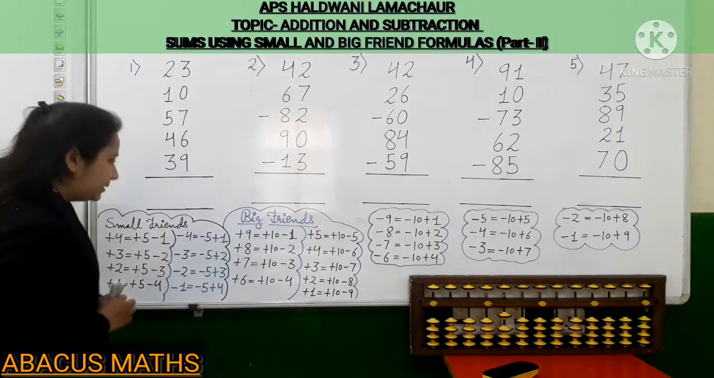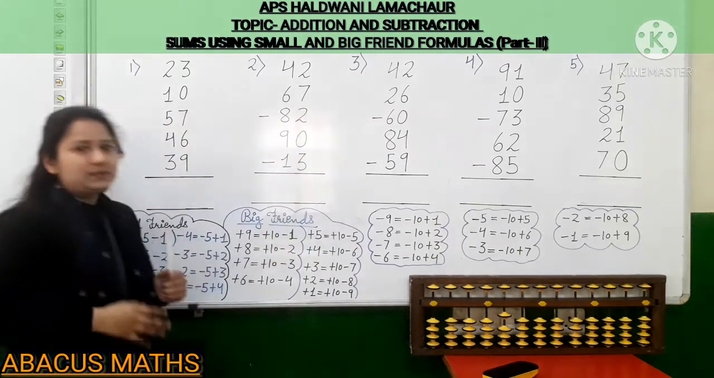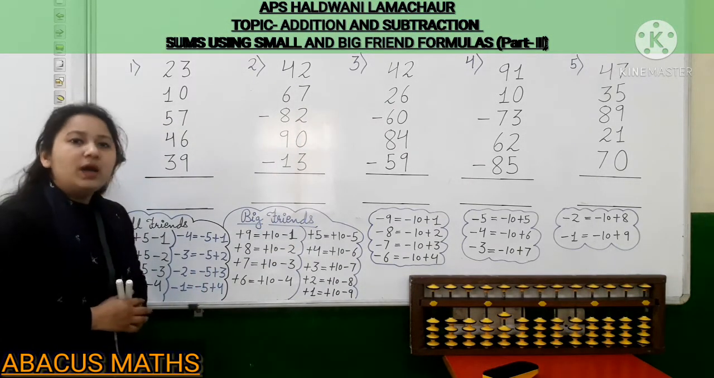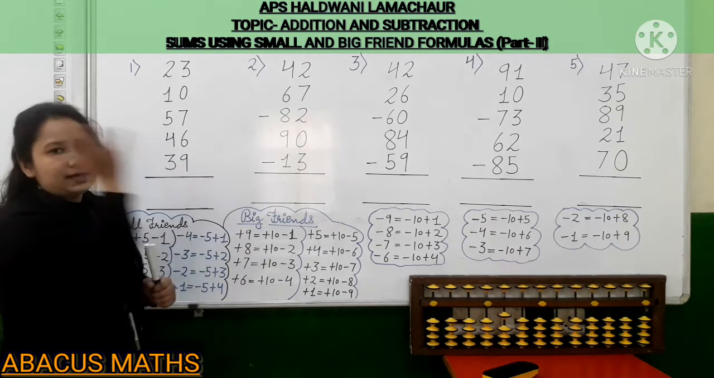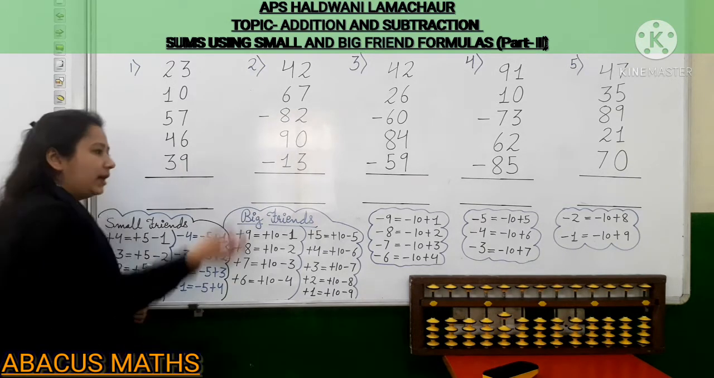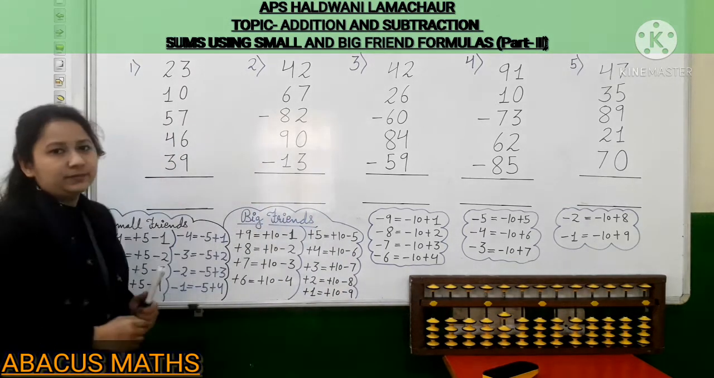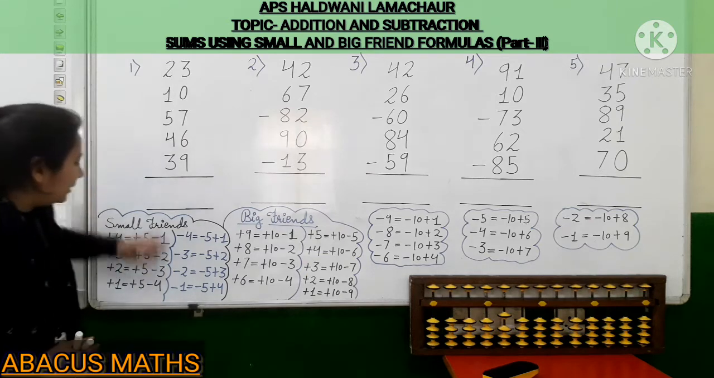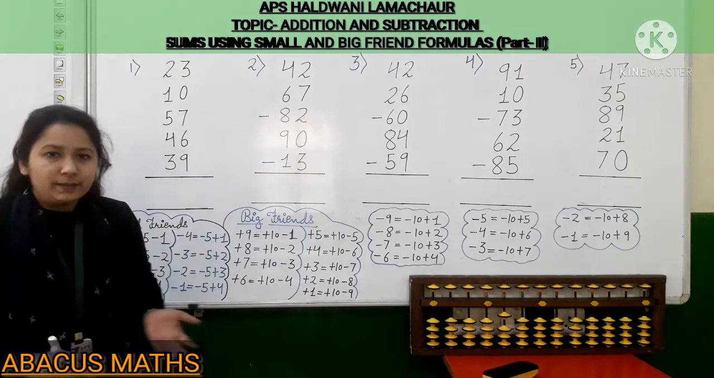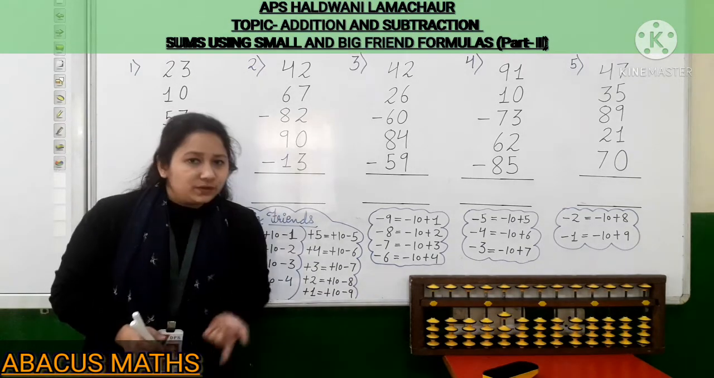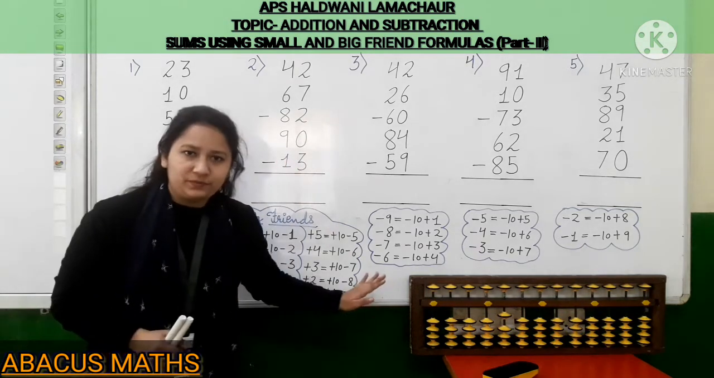Now kids, as you can see, I have written 1, 2, 3, 4 and 5 sums on the whiteboard. So our today's task is that we have to calculate these addition and subtraction sums with the help of formulas and the tool. Secondly, you can see that I have written the small friends and the big friends for your help. In my previous videos, I have explained these small friends and big friends.